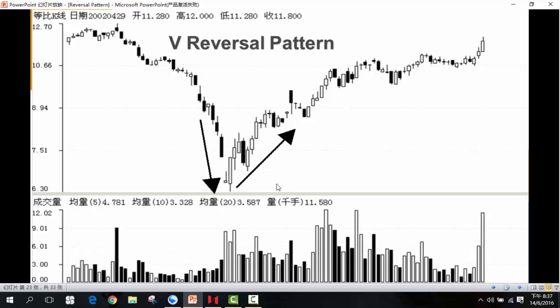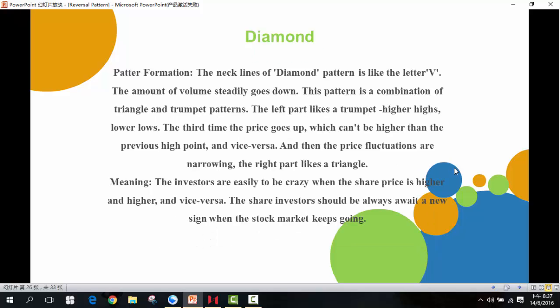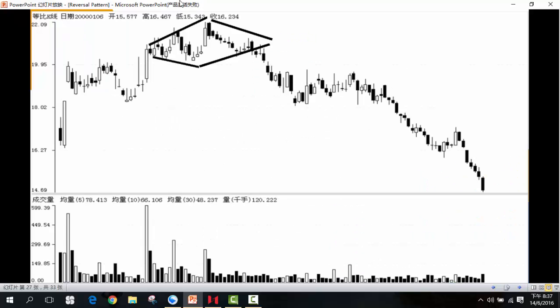Okay, so this is the V reversal pattern. The next one we talk about the diamond pattern. Okay, so it also has some points. If you see the price fall below, you better sell quickly because this is the top reversal pattern.